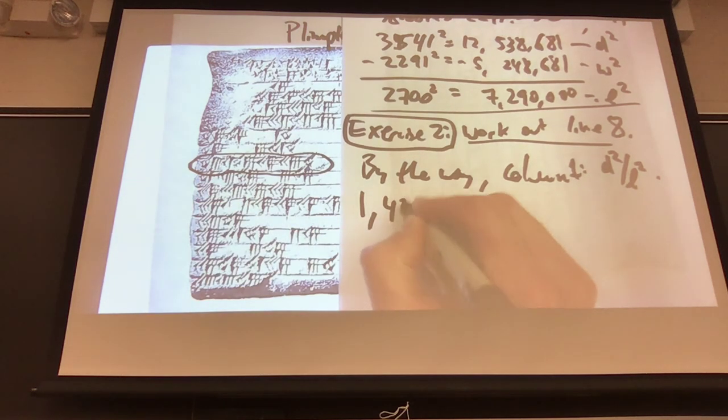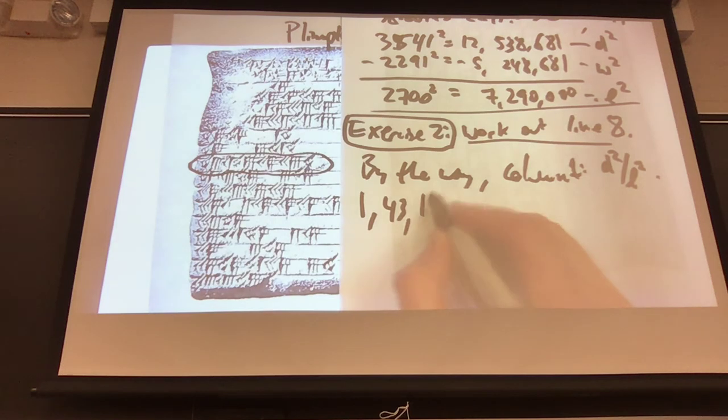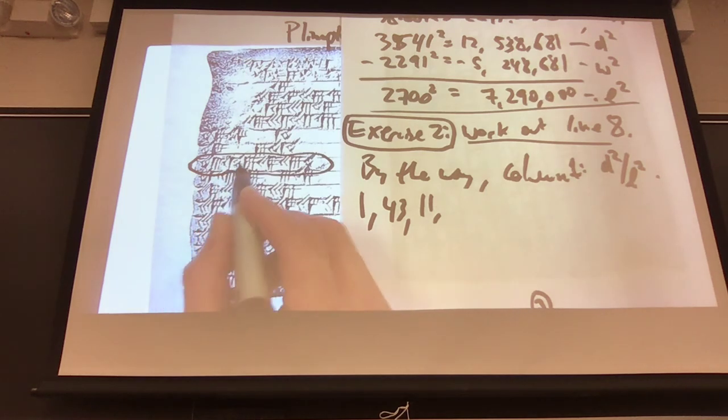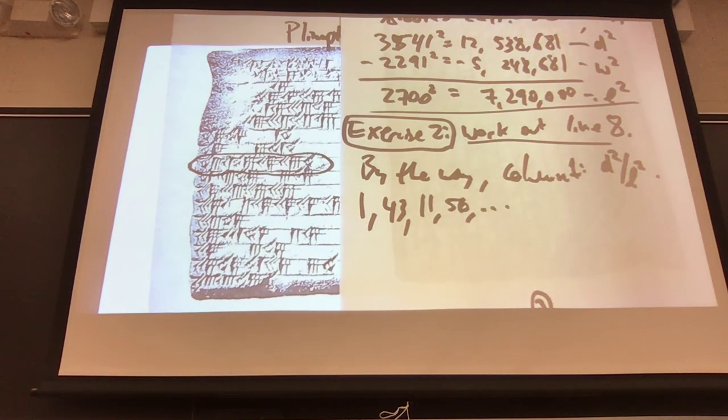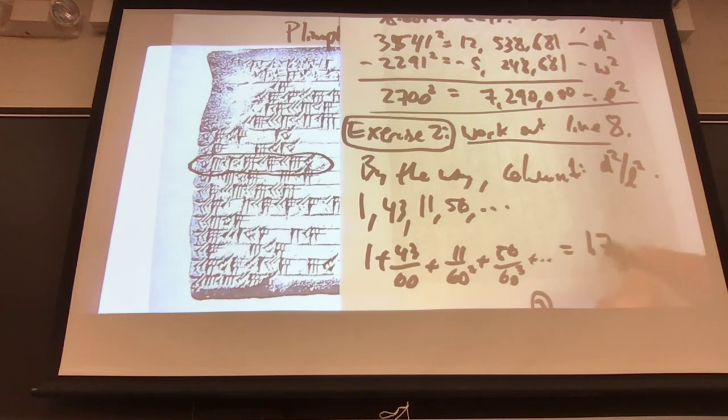There's a 43, so that's 4 and 3, and the next thing is an 11. You see that 10 and that 1? Everybody see where I'm pointing? And the next thing is a 56. That's a 5, and this is a 6, and then there's some more. If you work out 1 plus 43 sixtieths plus 11 over 60 squared plus 56 over 60 cubed, you'll get in decimal about 1.71998.